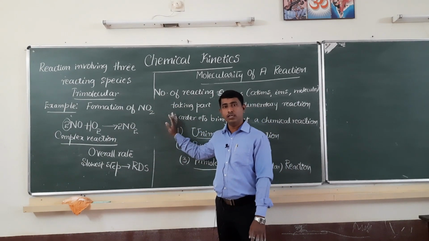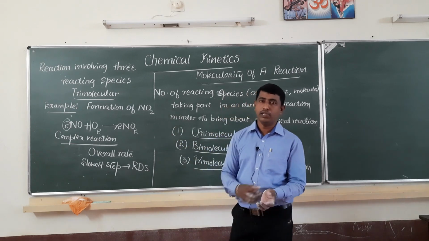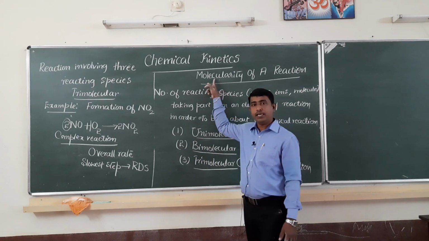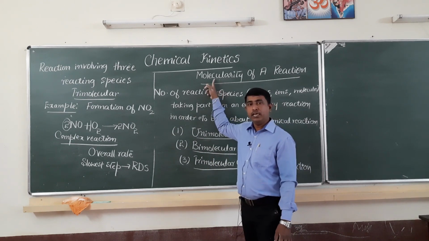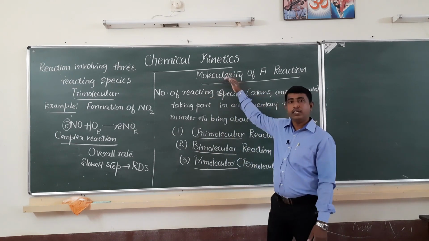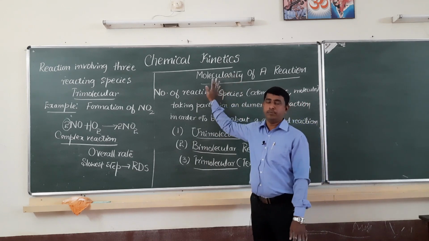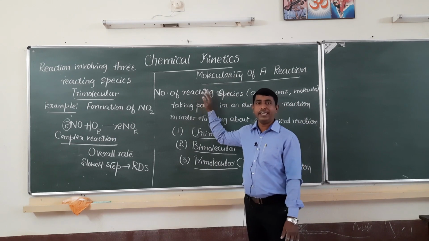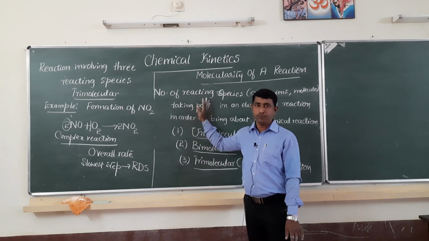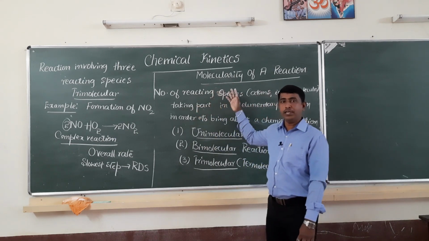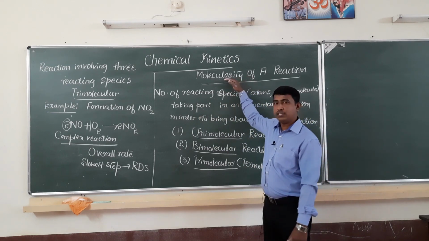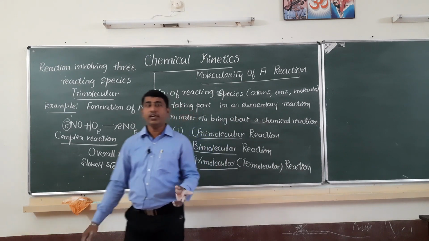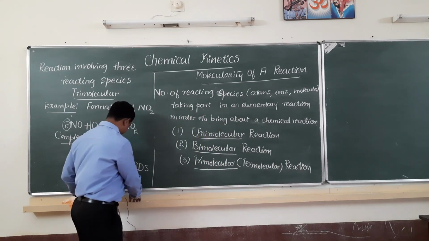What about order? Order is applicable for both elementary as well as complex reactions. Molecularity is applicable only for elementary reactions, and molecularity is always a whole number. It cannot be 0 or a fraction. It is always a whole number. Now we can write the differences between order and molecularity.